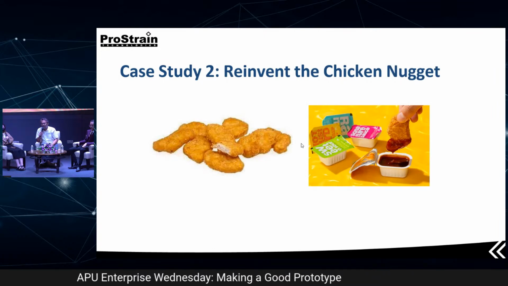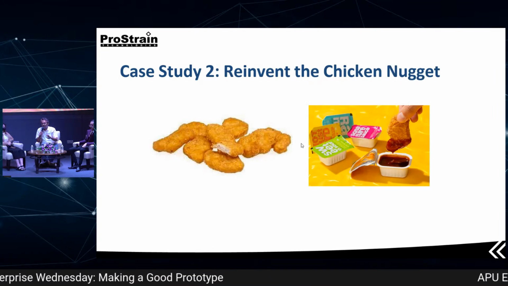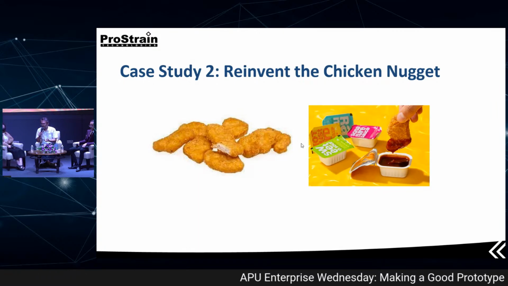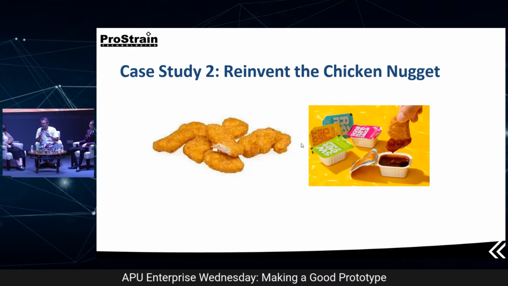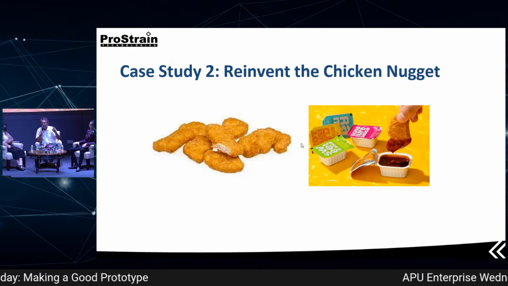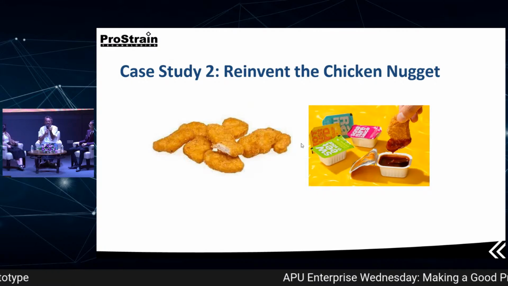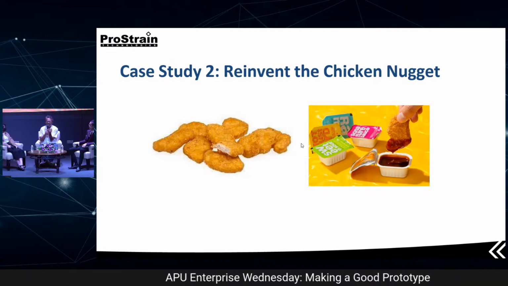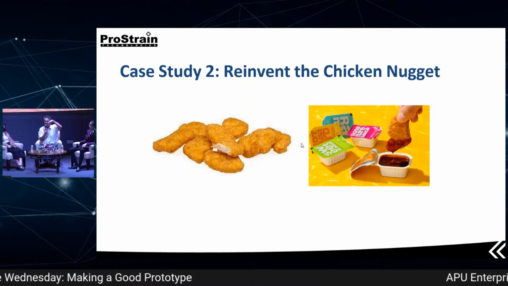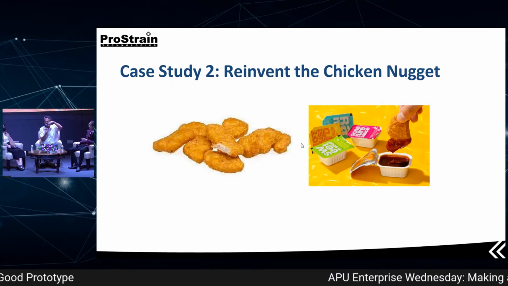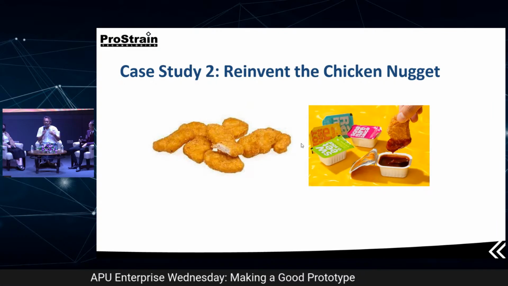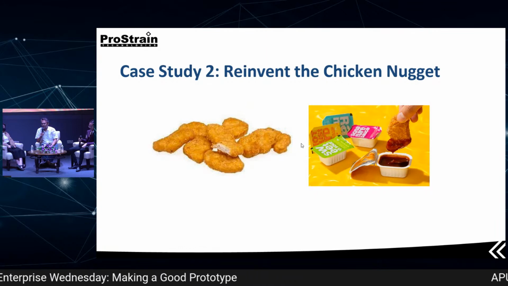The second one is reinventing the chicken nugget, how McDonald's did it. McDonald's is not the one who invented the chicken McNugget, but he reinvented it into the size that we have now. And one more thing, he put everything in place: the sauce, the cup size is suited to only one nugget. When you dip it, you can't dip the whole nugget, only some part of the nugget. So that is the beauty of his innovation.